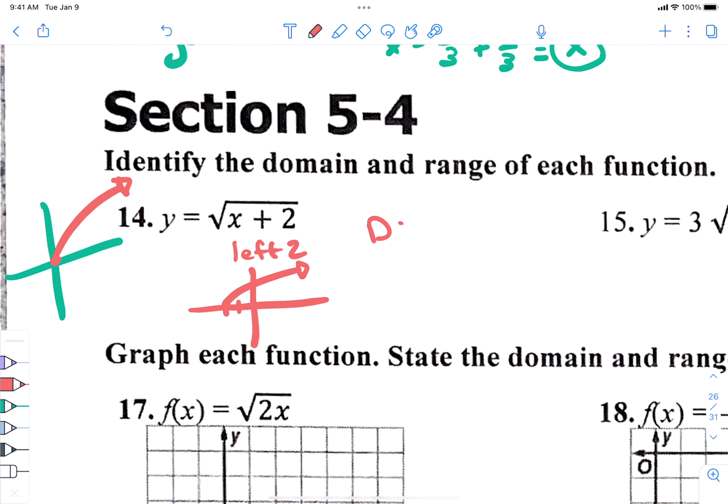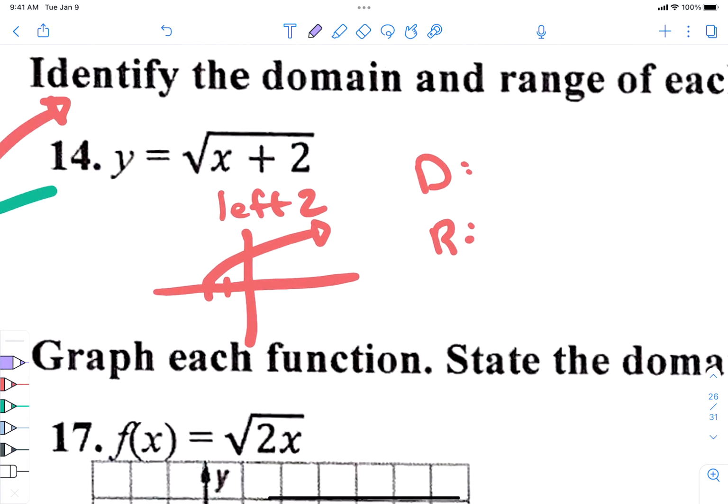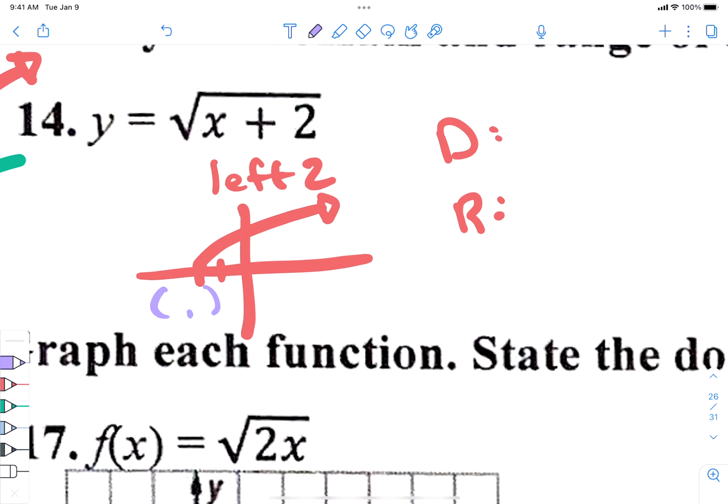Now we have to identify domain and range. Do you remember a while back doing domain and range and it was all reals and all reals? Is this all reals, all reals? No, how's come? Cubic root is all reals, right? So square root is not, okay? The square root, though, has to do with where this point is. This point is at negative 2 comma 0, okay? That's going to show up in our domain and range.